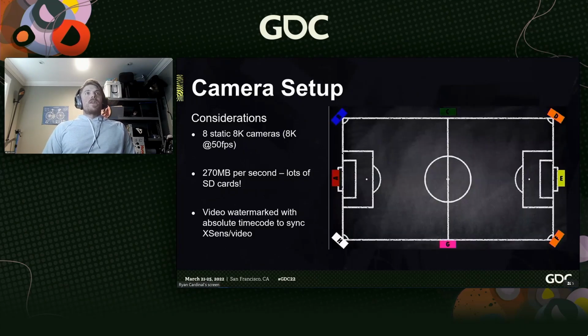So in order to be able to reconstruct the ball positional data, we needed to capture the action from multiple static cameras. 8 cameras were set up around the stadium to capture everything, as you can see on the right. We captured 8K video at 50 frames per second, which is about 270 megs per second. So make sure you're stocked with SD cards. Also in the video, we watermarked absolute timecode, which is real world time. On the video, it allows us to synchronize the camera footage with the motion data, which we were capturing, which is a critical piece.